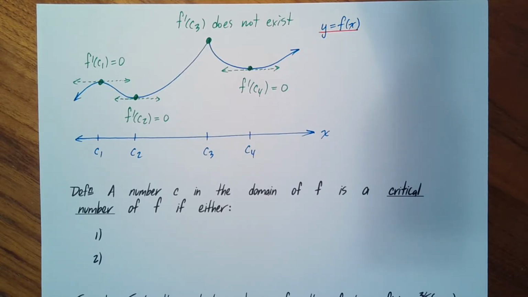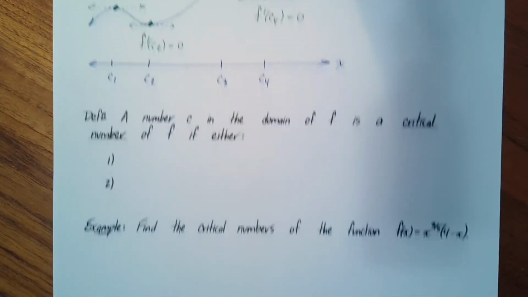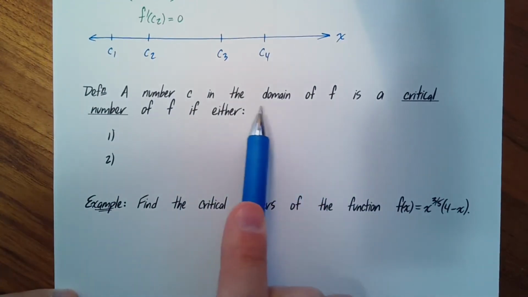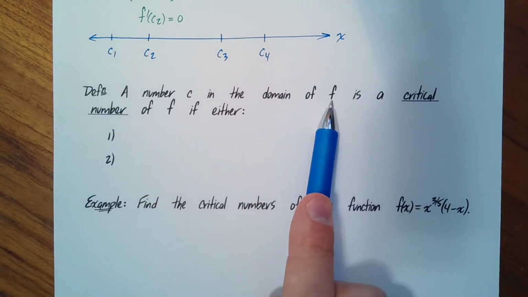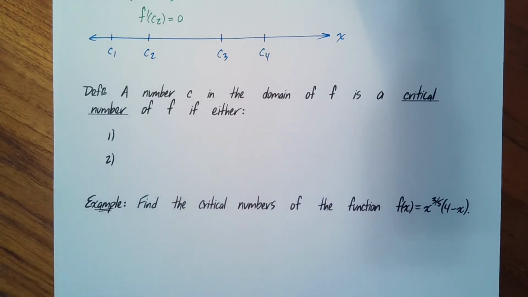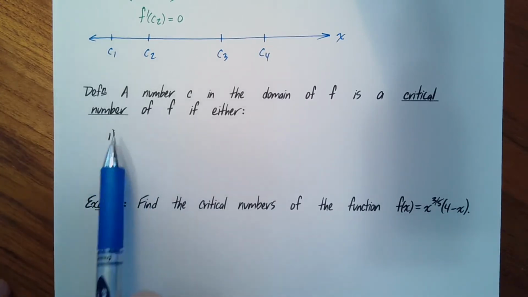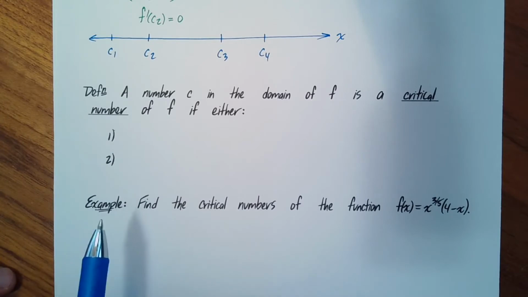So because of this phenomenon, we're really interested in those values. We're interested in values c that make a function either have a zero derivative or make its derivative undefined. So that's what the purpose is of this next definition. So here it is: a number c in the domain of f. That's actually an important requirement. We're talking about numbers that are actually in the domain of the function in question. So if you have a number in the domain of a function f that satisfies the two conditions that we're going to write down in a moment, then it's called a critical number.